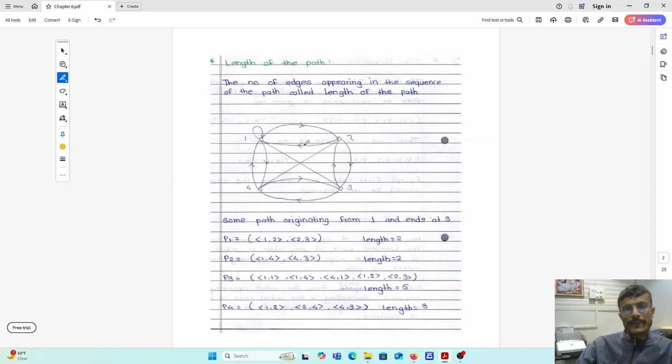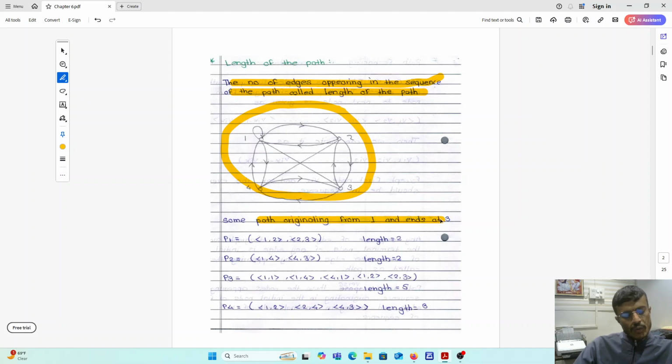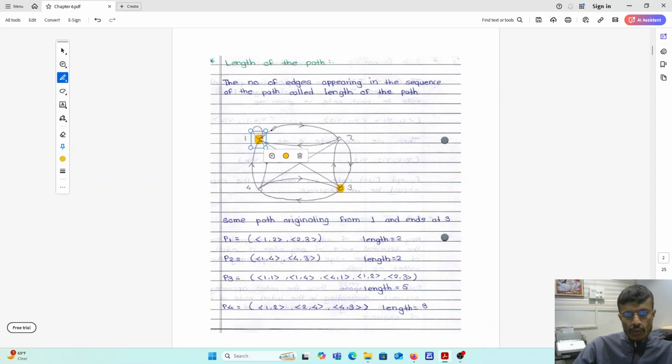Now the length of the path. Let us see how to find the length of the path. The number of edges appearing in the sequence of the path is called the length of the path. If you see, this is the directed graph given to you, and we have to find the path which originates from 1 and ends at 3. So what to do? There are a number of possibilities. If I want to reach from 1 to 3, what are the possibilities? I can go from 1 to 2, that is the first possibility. Then I can go from 2 to 3, so that is the path. Fine.